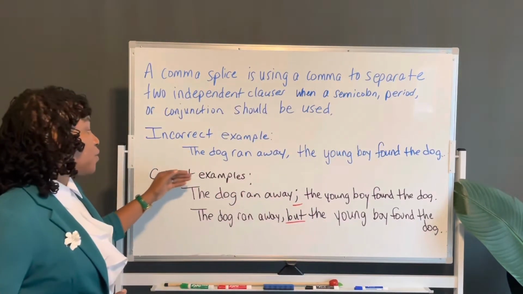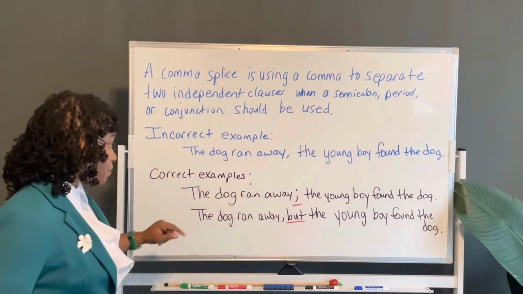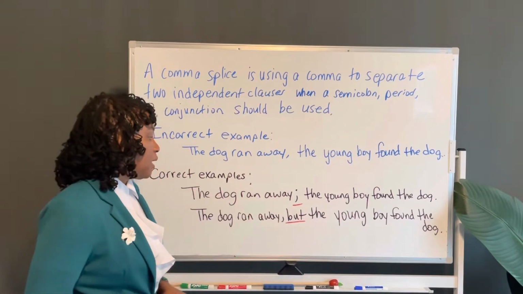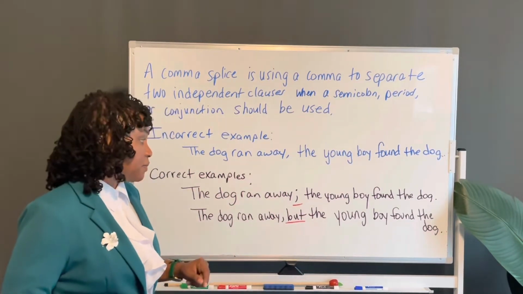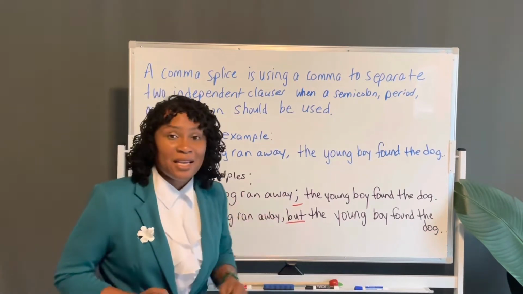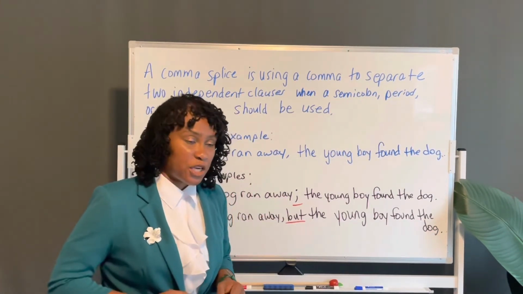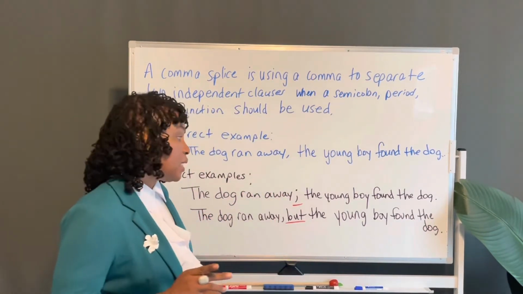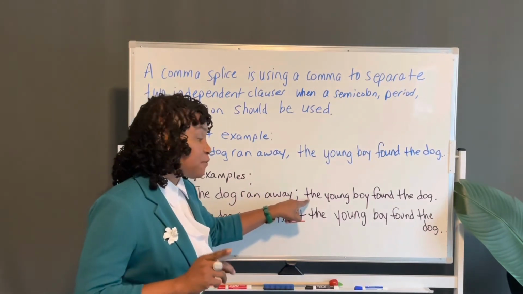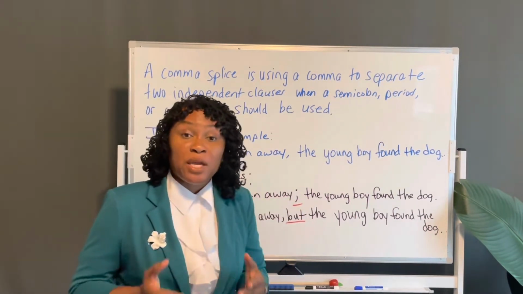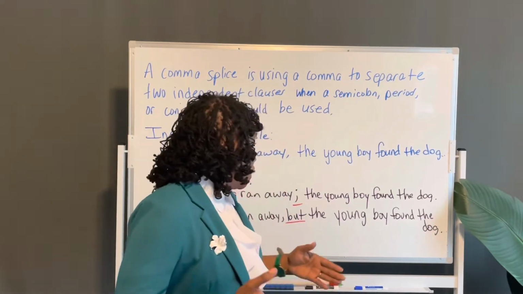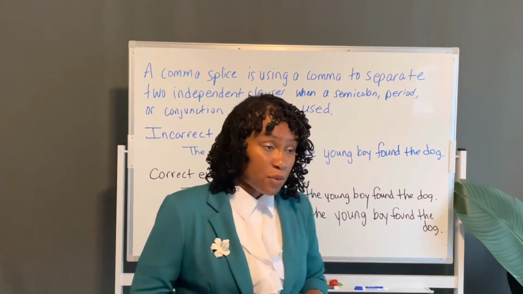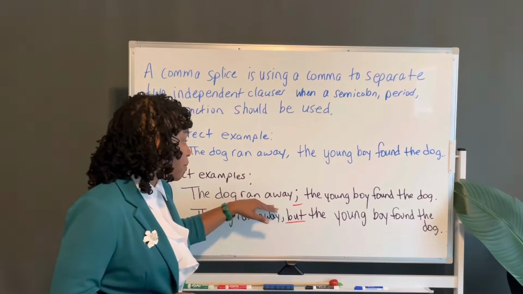Now let's look at the way to correct this incorrect example. The dog ran away, semicolon, the young boy found the dog. Now let's talk about a semicolon for instance. When you look at it, it looks like a lowercase j almost. You have a dot and then you have a comma. The thing that's significant about a semicolon is that you don't have to capitalize the first letter after a semicolon. With a period, you would have to do that. So it separates two complete thoughts.